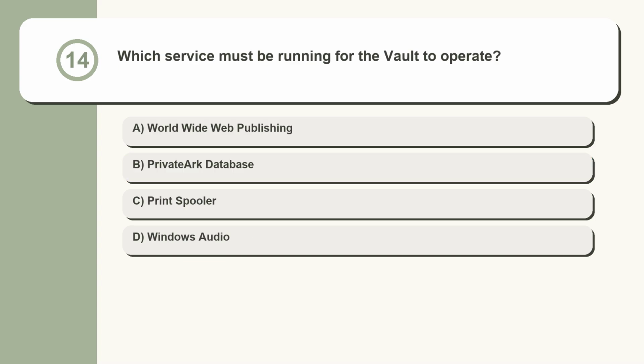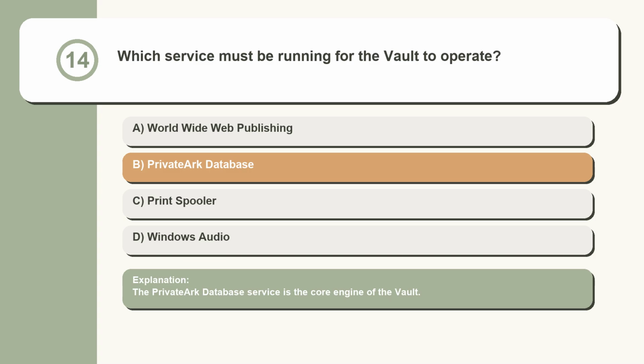Question 14. Which service must be running for the Vault to operate? World Wide Web Publishing, Private Arc Database, Print Spooler, Windows Audio. The Private Arc Database service is the core engine of the Vault.